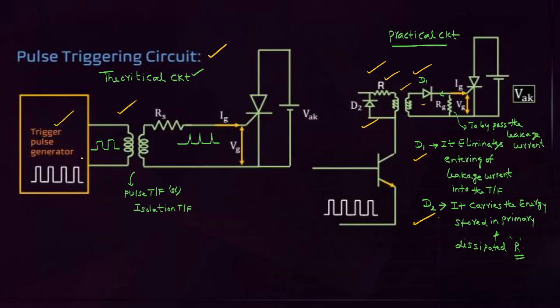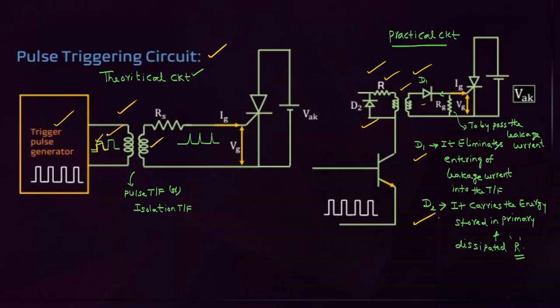This pulse triggering circuit generates the pulses. These pulses are applied to the pulse transformer. Now, what is the advantage of pulse triggering? We can trigger more number of SCRs at a time by using a center tapped arrangement at the secondary. That is one advantage. Next, there is no continuous power loss, because we are applying a pulse. Whenever triggering is required, we can apply the pulse, then remove the pulse.